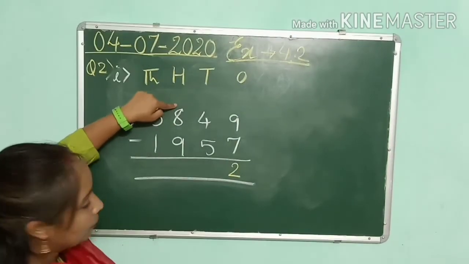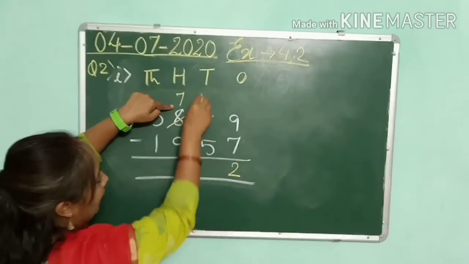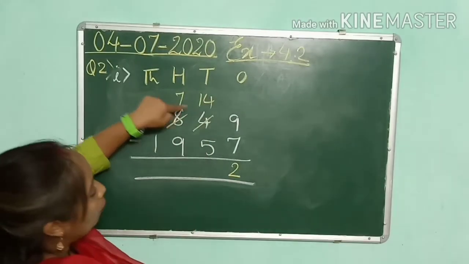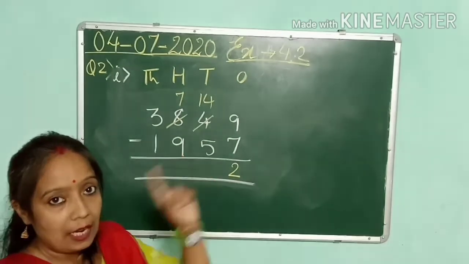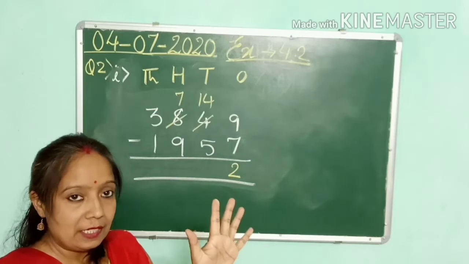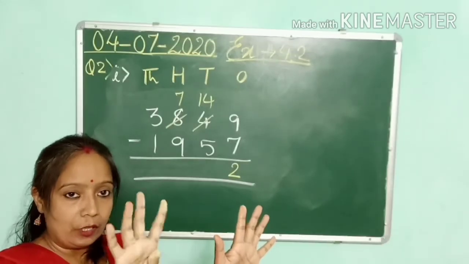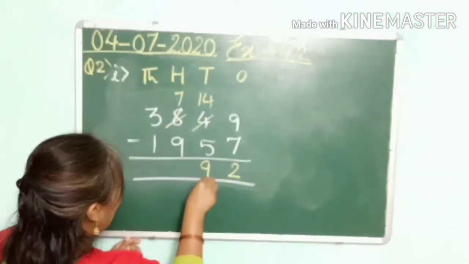4 will borrow from this 8. 8 becomes 7. This 4 becomes 14. Now 14 minus 5. After 5 you start counting till 14. After 5, 6, 7, 8, 9, 10, 11, 12, 13, 14. How many fingers? 9. So right here, 9.